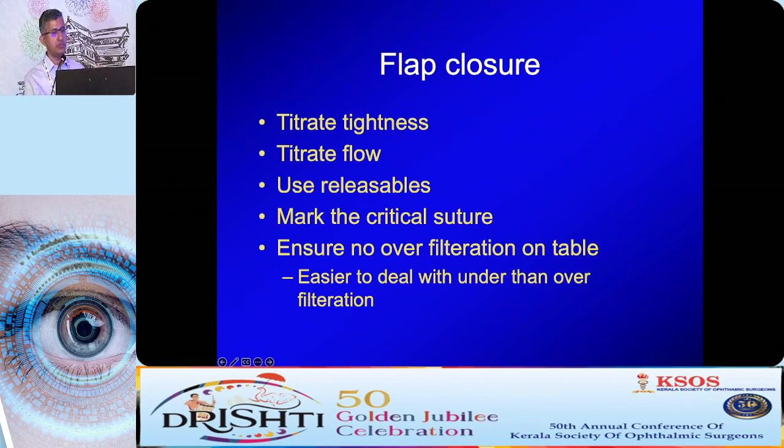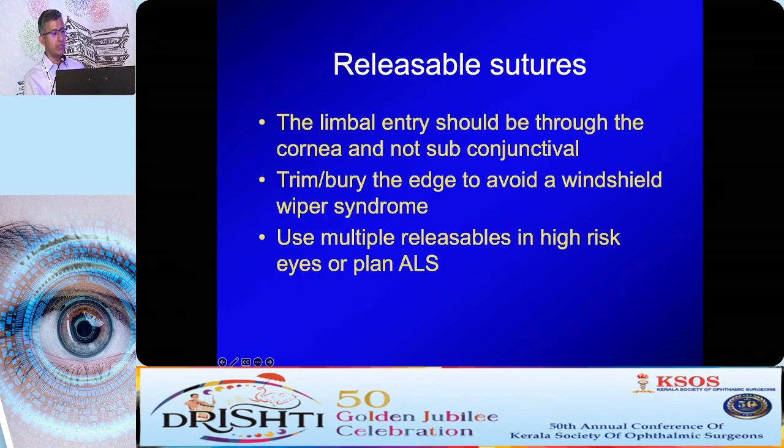And the other thing you need to make sure is, once you have sutured, you have no overfiltration on the table. It's much easier to deal with a high IOP than a low IOP post-glaucoma surgery. So whenever you're taking the releasable suture, there are a few things. One is the limbal entry should be through the cornea and not subconjunctival, because if it's subconjunctival, it acts like a wick. You should trim or bury the edge to avoid a windshield wiper syndrome. And you should use multiple releasables in high-risk eyes.